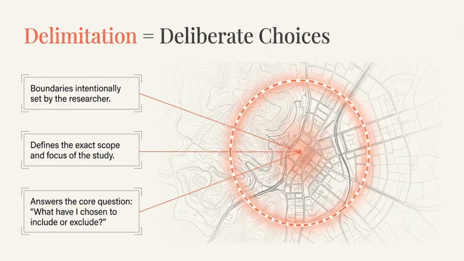Let us first understand the meaning of delimitation. Delimitation refers to the boundaries that are deliberately and intentionally set by the researcher. This boundary defines the scope and focus of the study. In simple words, delimitation answers the question, what has the researcher chosen to include or exclude in the study? The researcher makes this decision consciously based on the objective and feasibility of the research.